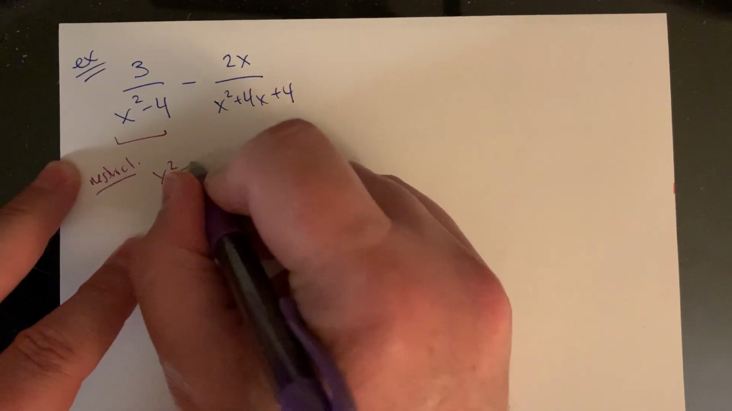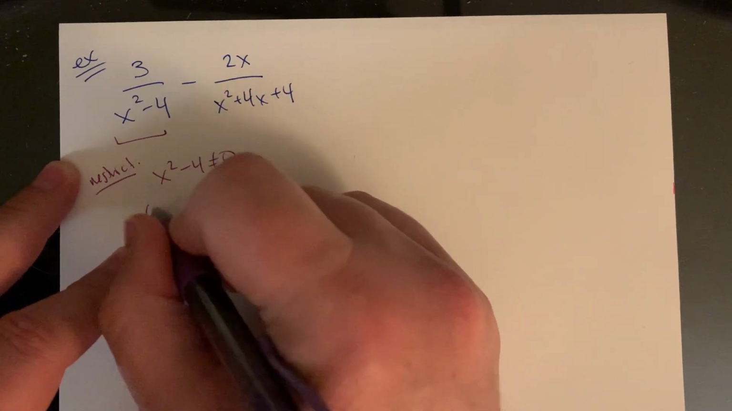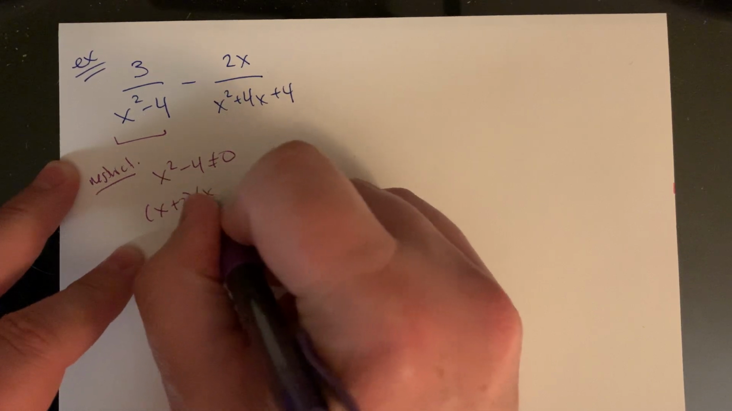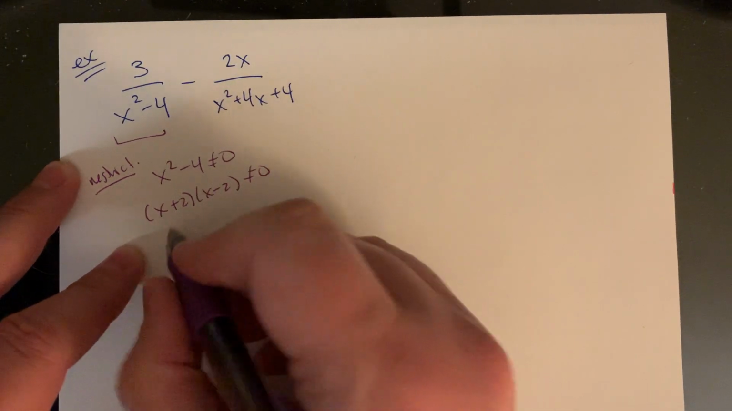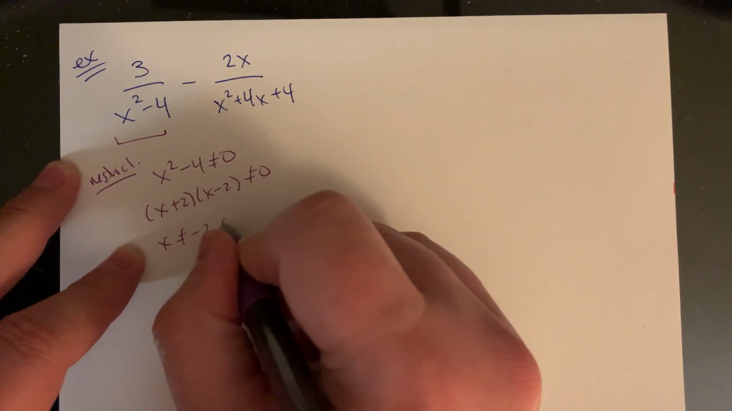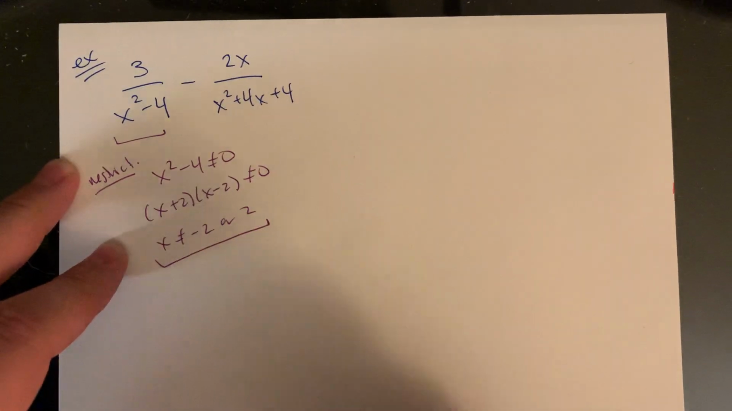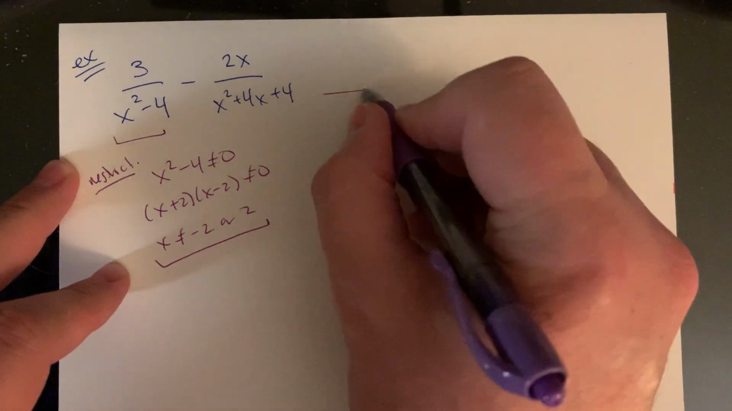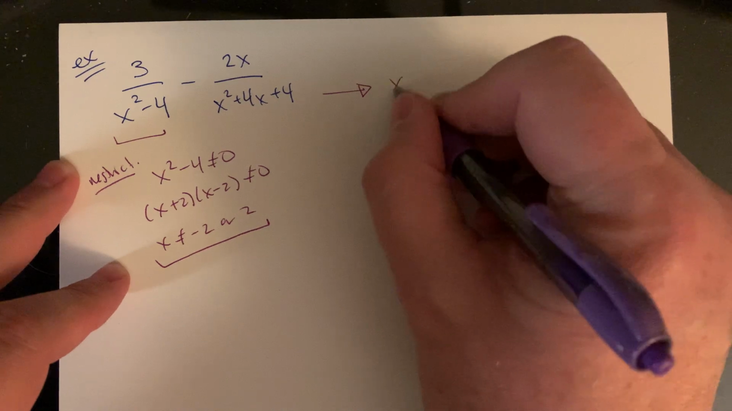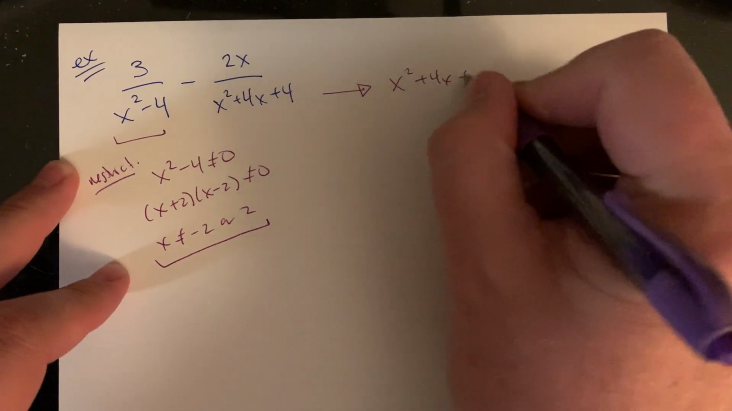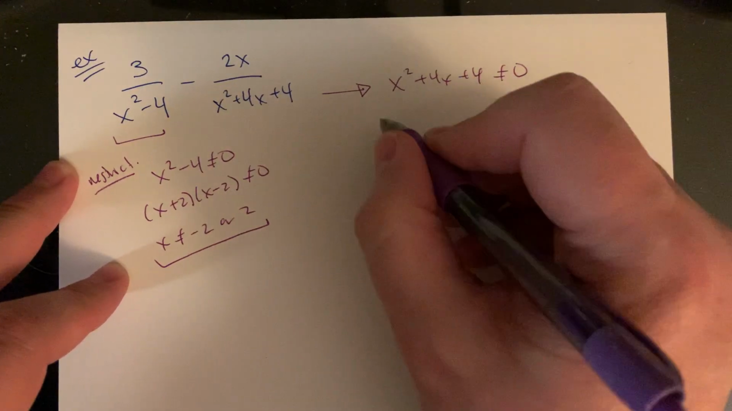So I know x squared minus 4 is not allowed to be 0. That would be x plus 2 and x minus 2, right? Not allowed to be 0, which means x is not allowed to be minus 2 or 2. Duly noted. The bottom over here, right? X squared plus 4x plus 4, not allowed to be 0.